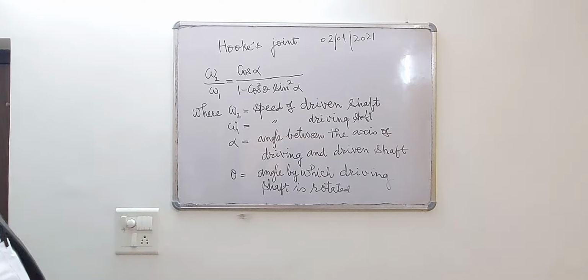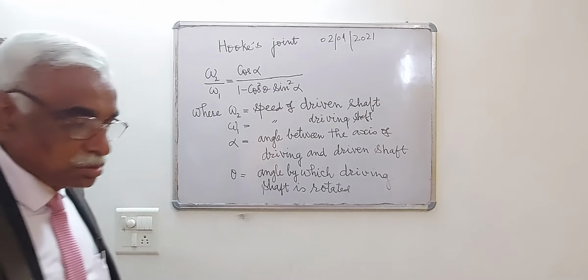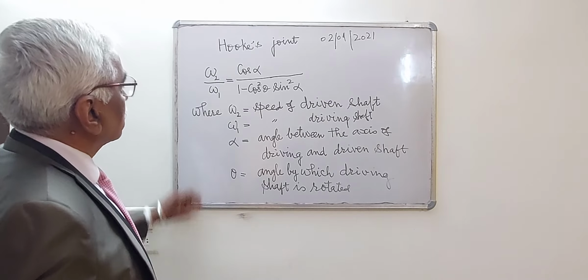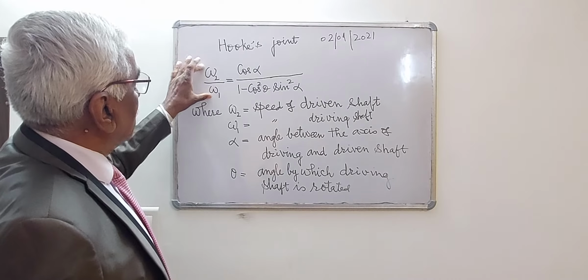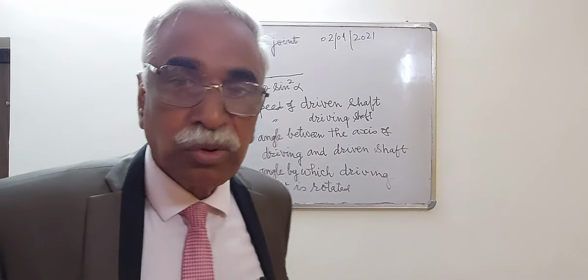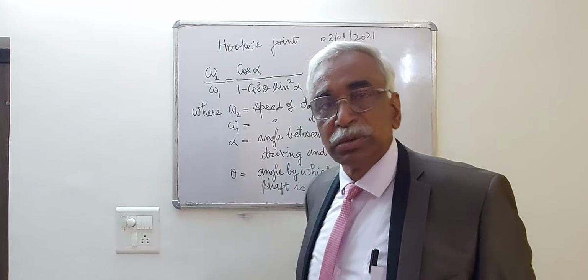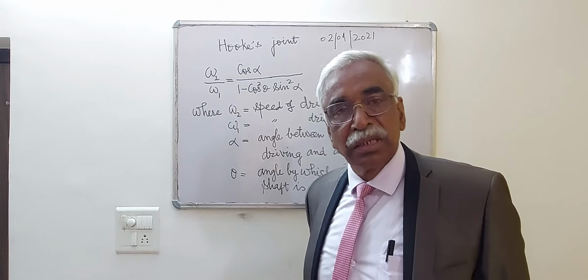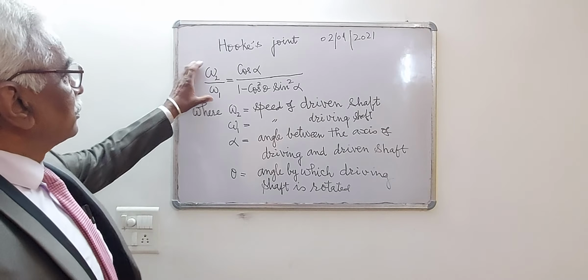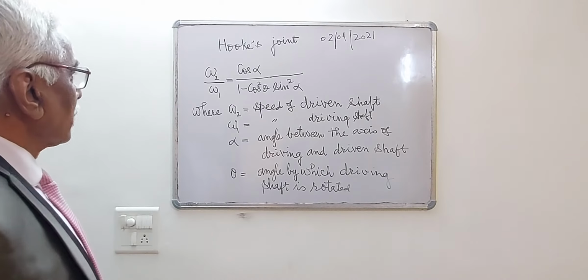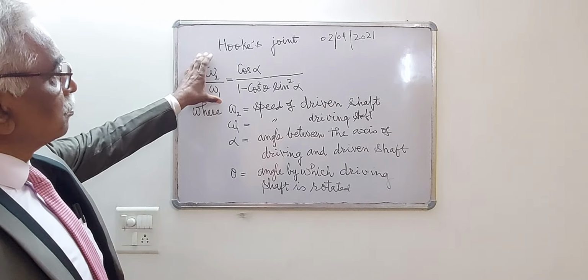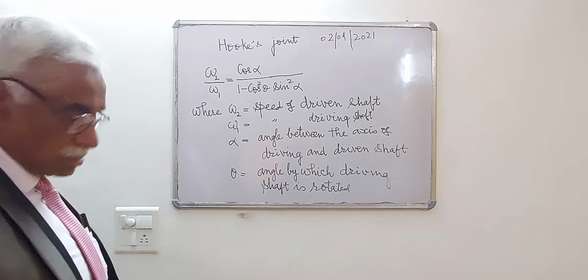What are the various conditions? At what points is the speed of the driven shaft maximum, and what are those points where the speed of the driven shaft is minimum? Also, we will discuss the points where the speed of the driving and driven shafts are equal. This is possible in case of single Hooke's joint.